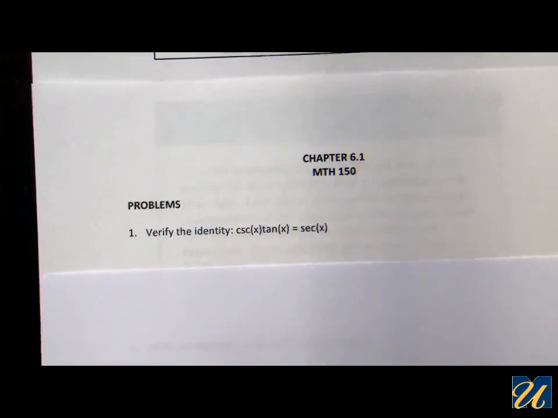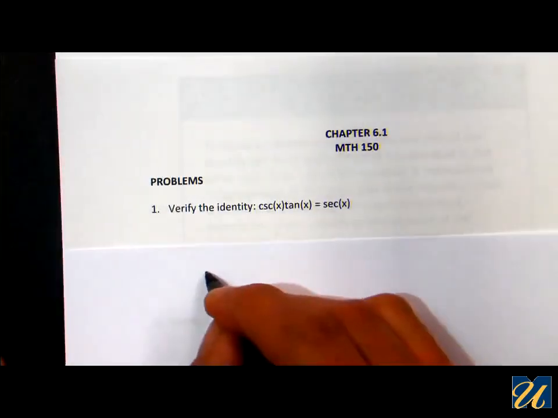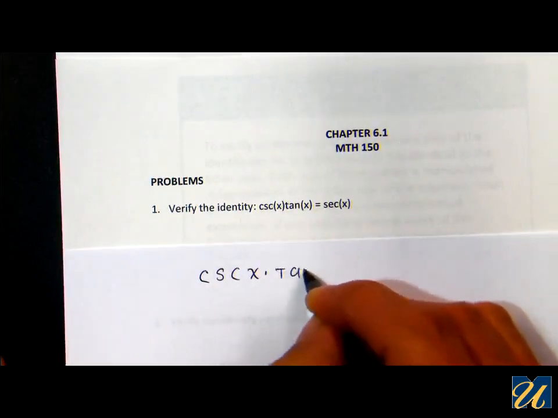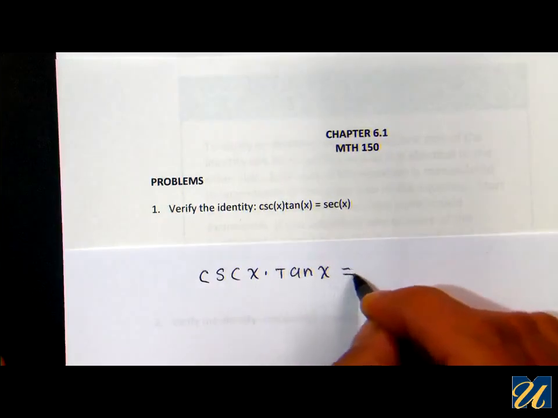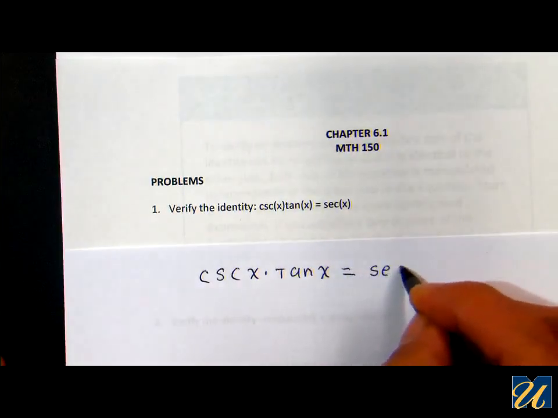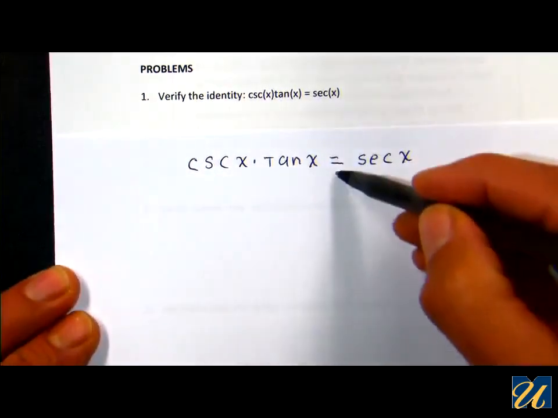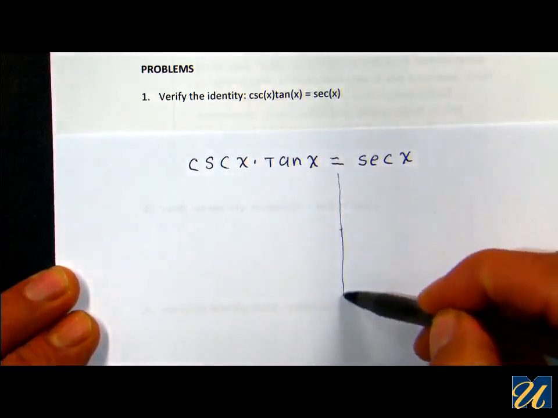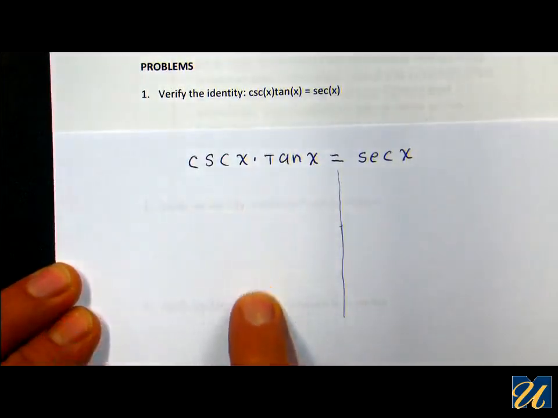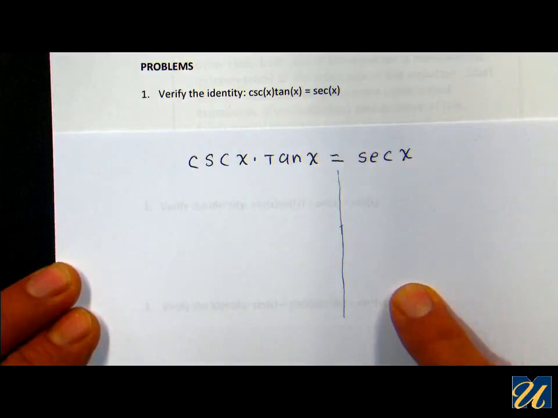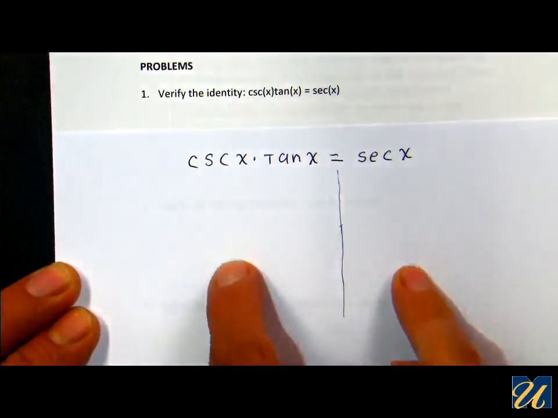Verify that this identity is true. So the identity here that we have is, show that the cosecant of x multiplied by the tangent of x function will be equal to the secant of x. Okay, what I'd like to do is put a line right down through here. This is a wall to remind me that I cannot move across the wall. Either manipulate this until you get secant x, much more difficult, manipulate the right side until you get cosecant times tangent, or work both sides independently until you get equality.